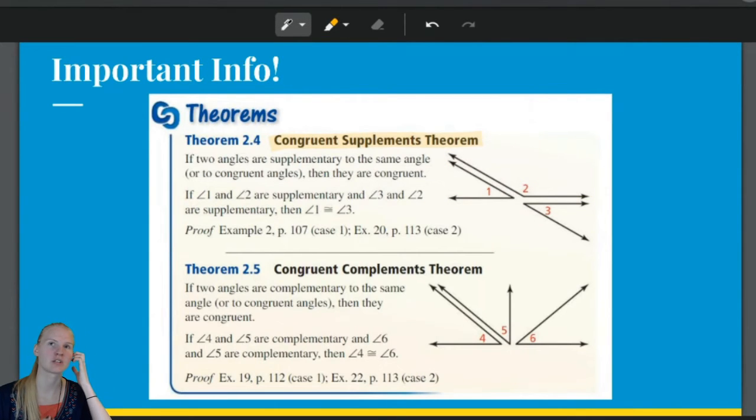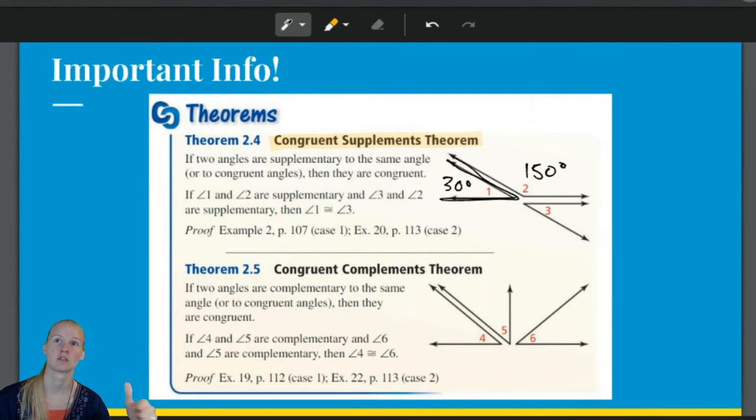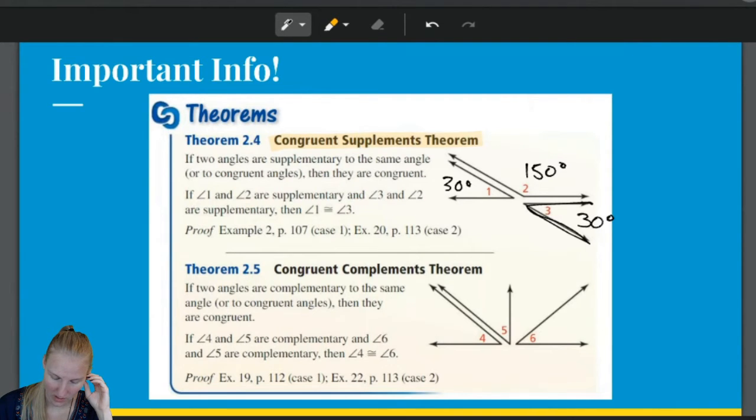Let's try some numbers and see if this makes more sense. Let's say angle 2 is 150 degrees. In order for angle 1 to be supplementary with angle number 2, it would need to be 30 degrees, so that together they add up to 180. Okay. Now, what would angle 3 need to be in order to be supplementary with angle number 2? Well, angle 3 and angle 2 need to add up to 180 degrees, so that would mean that angle 3 needs to be 30 degrees. Oh! Angle 1 and angle 3 are both 30 degrees. Yeah.